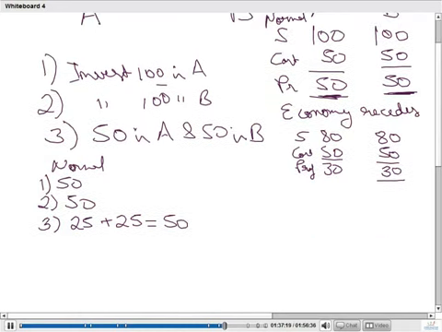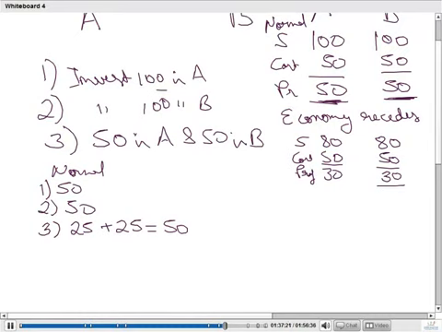So you understand, if the economy was normal, in all three cases, no matter how you chose to invest, 100 in A, 100 in B, or 50 in A and 50 in B, you would have gotten a return of 50% on your investment.